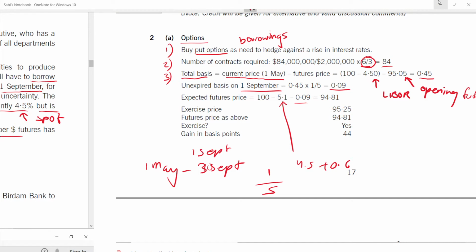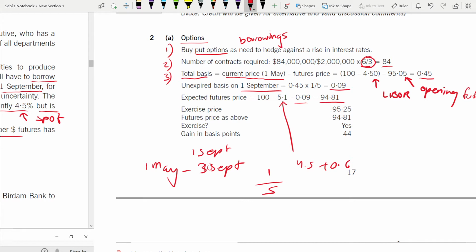Now you are finding the closing future price, so you have to minus your closing spot, not your opening. Before you deducted 4.5, now you have to deduct it increased by 0.6. So 5.1: 100 minus 5.1 minus that unexpired basis 0.09. You are getting this as your closing future price. You need this closing future price because you have to decide whether to exercise or not. You are going to compare this closing future price with the exercise price. That was the whole purpose of why we did all this, to get to that closing future.